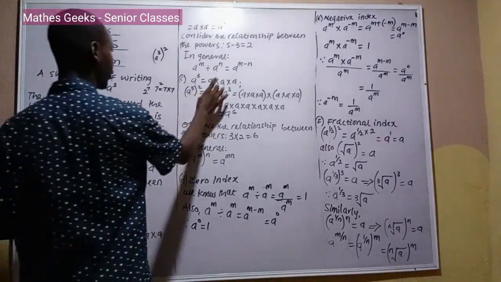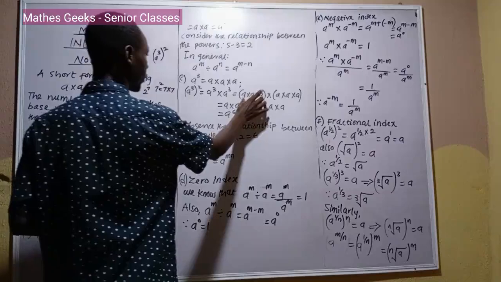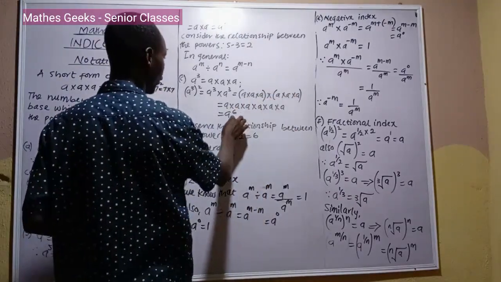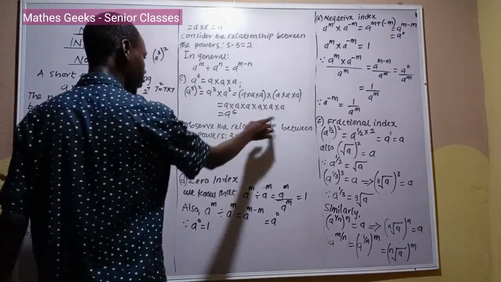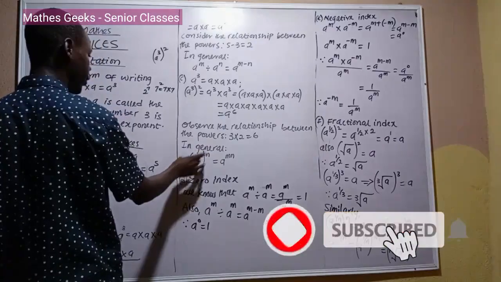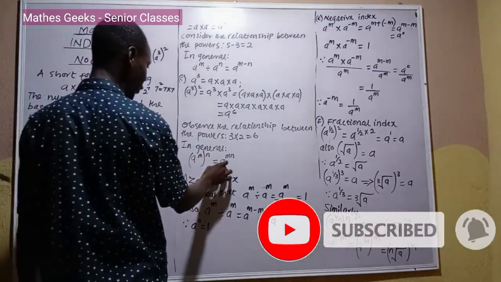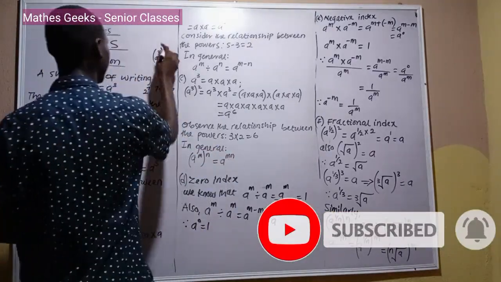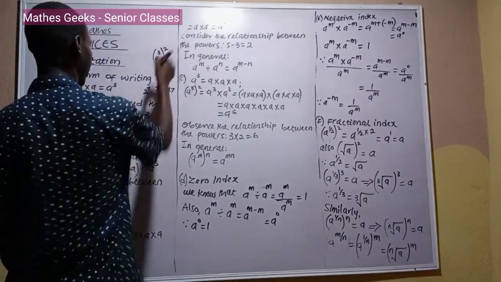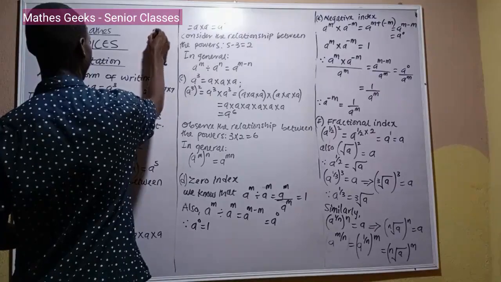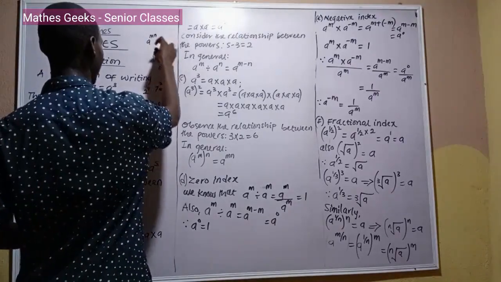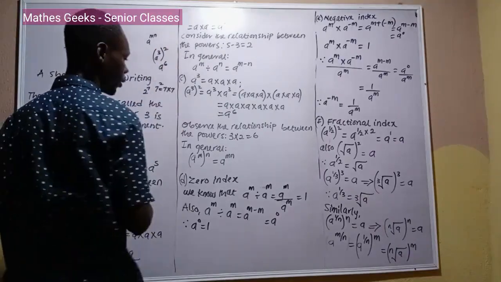So that would give you a raised to 3 times a raised to 3. So this is a raised to 3 and this is a raised to 3. All together, because of this multiplication, we have a raised to power 6. So observe the relationship between the powers. 3 times 2 is equal to 6. So in general, a raised to m raised to n gives us a raised to mn. So 3 times 2 gives us a raised to 6. That's what it implies, where m is 3 and n is 2. So just multiply 3 times 2 and you get a raised to power 6.